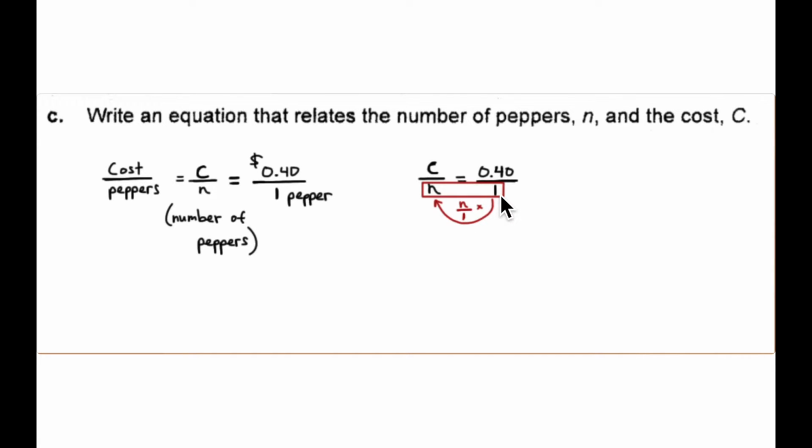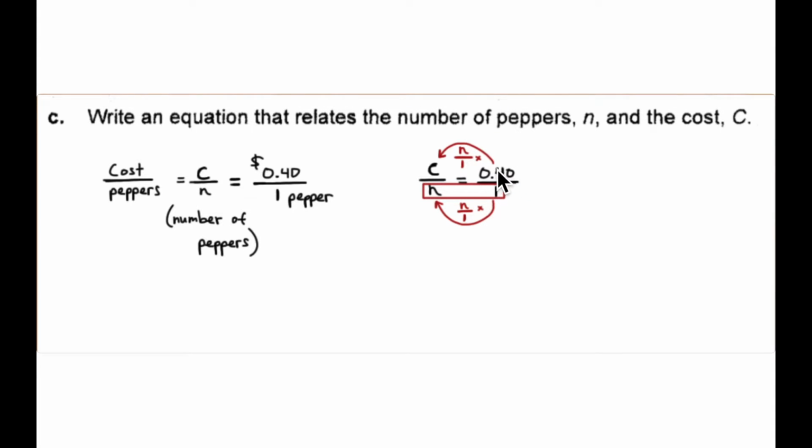So if you are going from 1 pepper to N peppers, you're going to multiply by N over 1. That's the ratio. And I'm going to write this in the same way as I have before. A little bit weird to look at, but that's okay. So this is the ratio, N over 1. You're going to multiply by that 1, which means that if you're going to do that to the bottom part of this ratio, you're going to do the same thing to the top part. So it's 40 cents times N over 1 is equal to the cost.